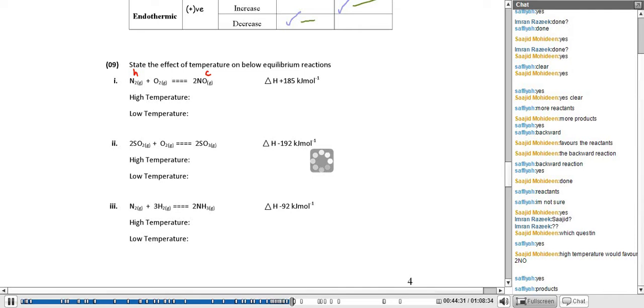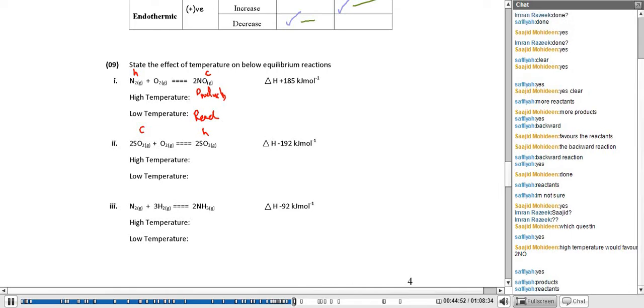Products. Right, so high temperature, products; low temperature, reactants. So next one, exothermic. This is hotter and this is cooler. High temperature will favor what? Just write reactants. If it's reactants, write reactants. If products, write products.